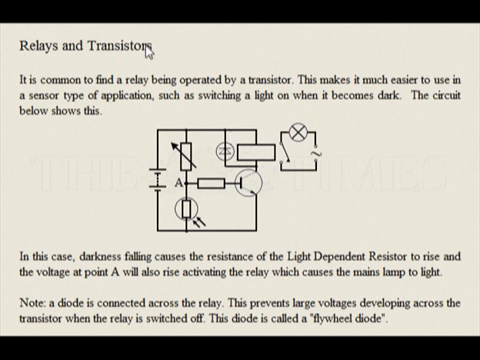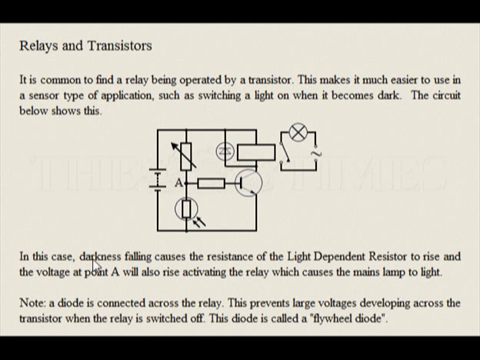Relays and transistors. It's common to find a relay being operated by a transistor. This makes it much easier to use in a sensor type of application, such as switching a light on when it becomes dark. The circuit below shows this.